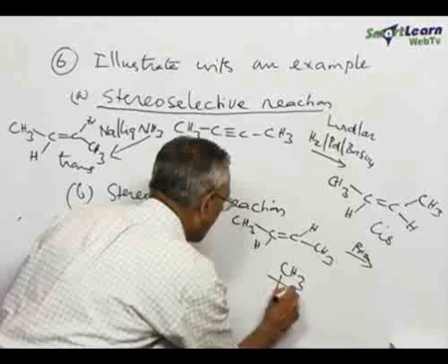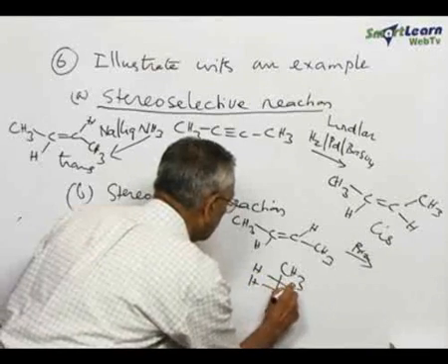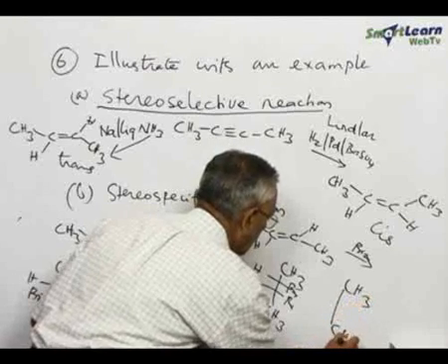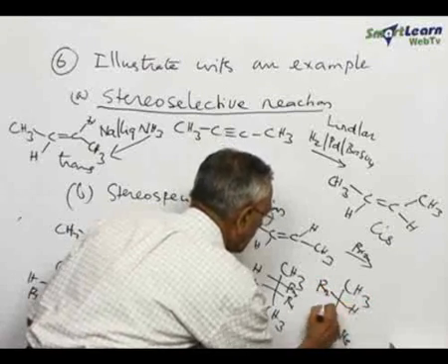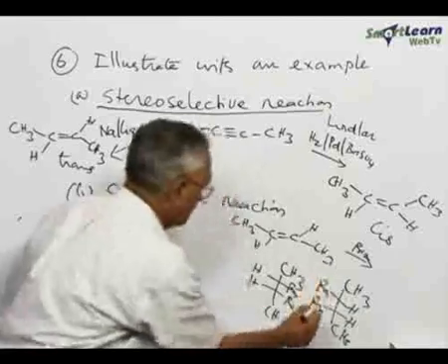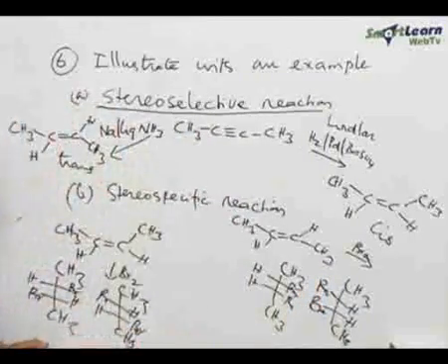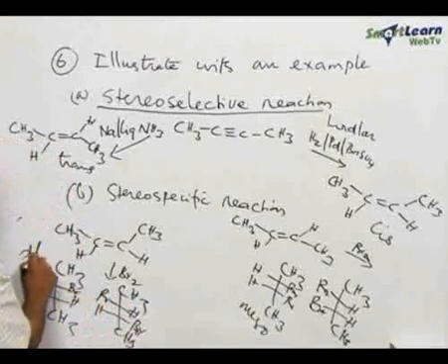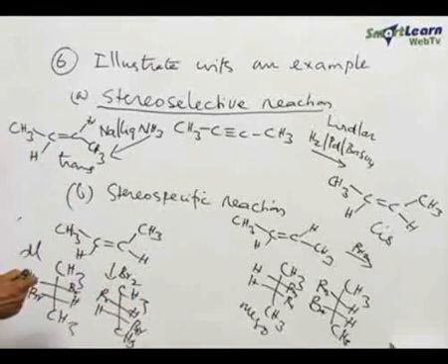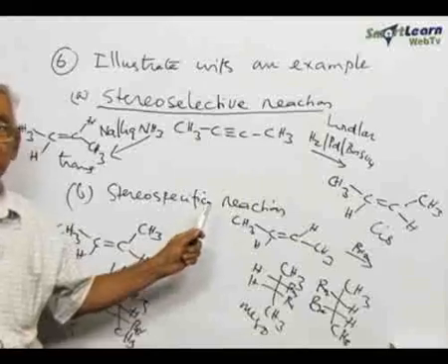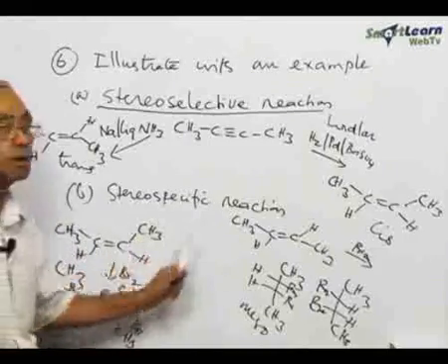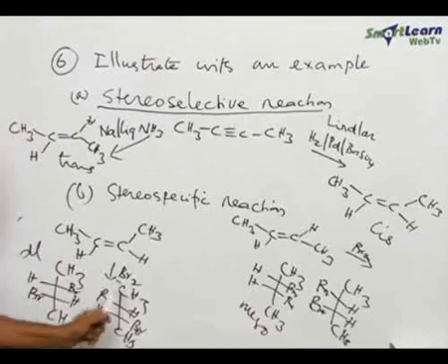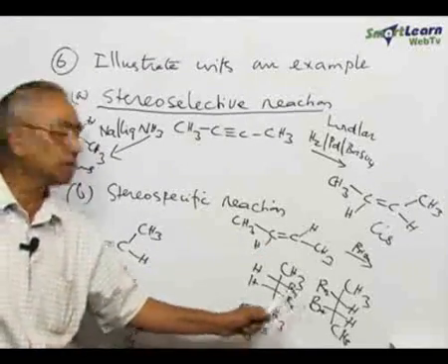What is a meso product? It is actually optically inactive. This is meso. This is DL. In other words, you will find in a stereospecific reaction, you start with two different olefins. One is cis, which will give rise to a racemic product, and the other is trans, which will give rise to a meso product. The reagents are the same.